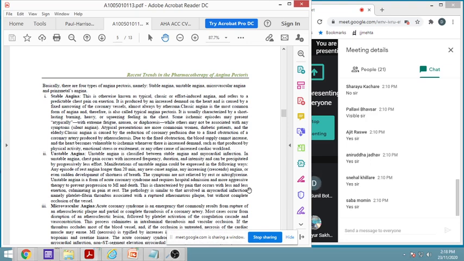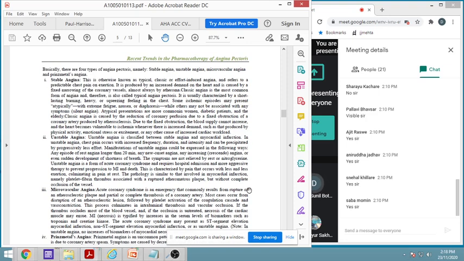It is characterized by pain that occurs with less and less exertion, culminating in pain at rest. So we have seen the difference between stable and unstable. Stable had pain only after exercise. Here, even without exertion, it is there. At rest also it is there. The pathology involved is similar to that in myocardial infarction.